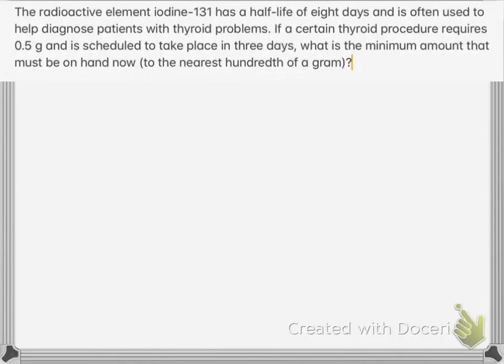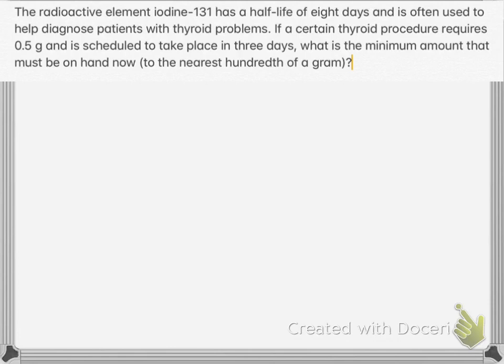The radioactive element iodine-131 has a half-life of 8 days and is often used to help diagnose patients with thyroid problems. If a certain thyroid procedure requires 0.5 grams and is scheduled to take place in 3 days, what is the minimum amount that must be on hand now, to the nearest hundredth of a gram?